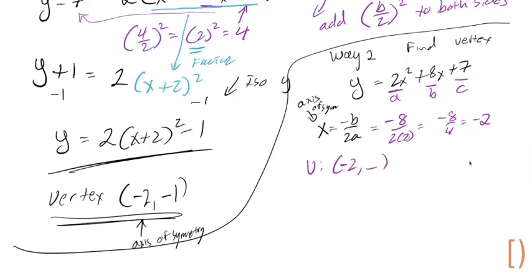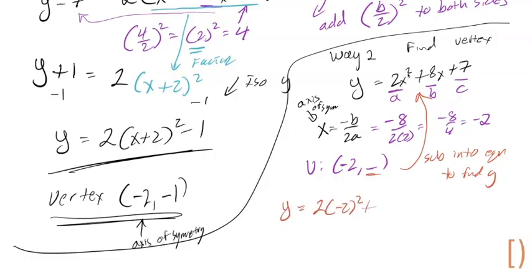How do I find the y? Well, anytime you have an x in any type of equation, you just plug it in. So to find y, we sub into the equation. y is just going to be 2 times negative 2 squared plus 8 times negative 2 plus 7. Remember to do this part first. So that'll be 4. 4 times 2 is 8. 8 times negative 2 is negative 16 plus 7. 8 and 7 is 15. Minus 16 is negative 1, just like I got over there. So there's my vertex, negative 2 and negative 1.